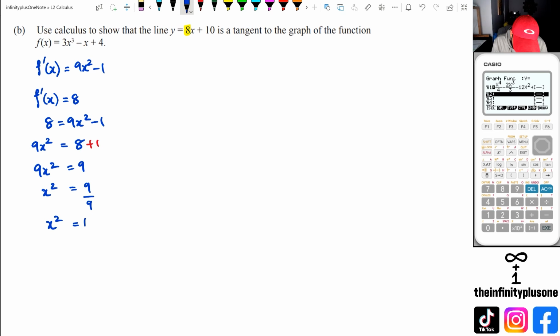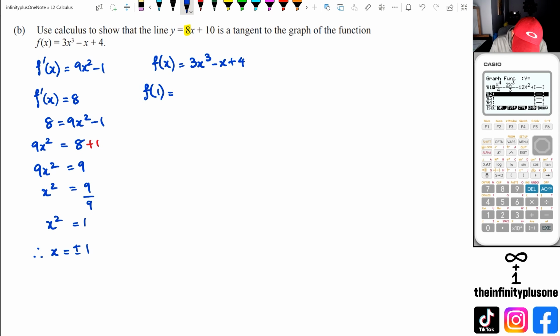X squared is equal to 1. Therefore, x is equal to plus or minus 1. Now we need to figure out what the y values are. And because we've got f of x equals 3x cubed minus x plus 4, we're going to figure out what f of 1 and f of negative 1 is.